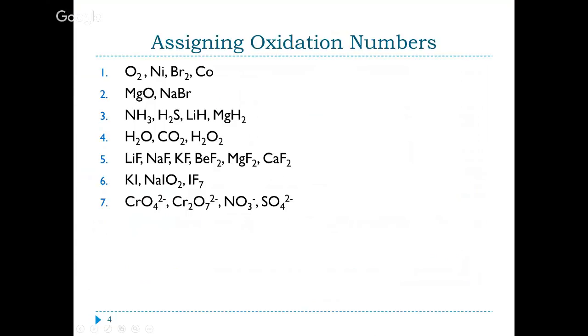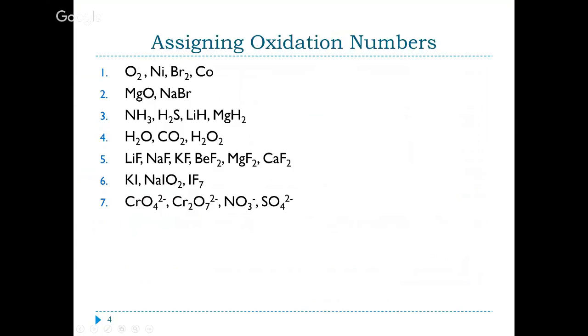Here we have IF7, iodine heptafluoride. Fluorine is always a -1. There are 7 of them, so 7 times -1 is -7. It is a neutral compound, so iodine has to be the opposite in charge, which means that iodine is a +7.